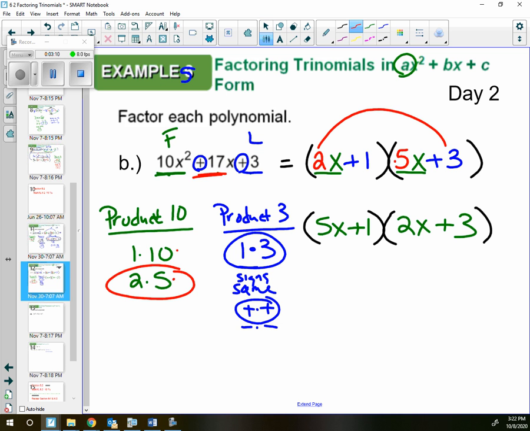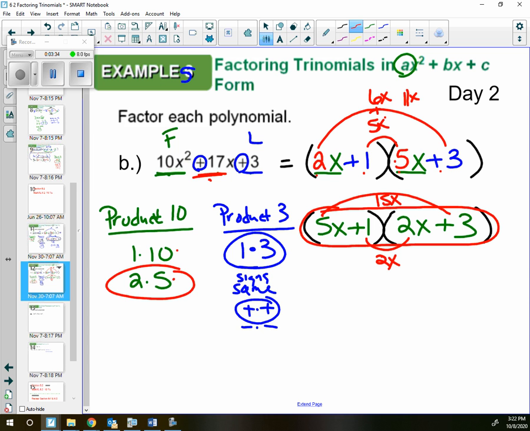So outsides, 2 times 3, that would give you 6x. Insides, 1 times 5 would give you 5x. Add them together, only adds to 11x. That's not big enough. We needed a 17. All right, so let's check this one. Outsides gives you a 15x. Insides gives you another 2x. 15 plus 2, there's your 17 that we were looking for. So the two binomials that we wanted were 5x plus 1 and 2x plus 3. So again, we're trying the possibilities, right? It's a limited list. The biggest issue people run into is if you screw up your arithmetic, right?